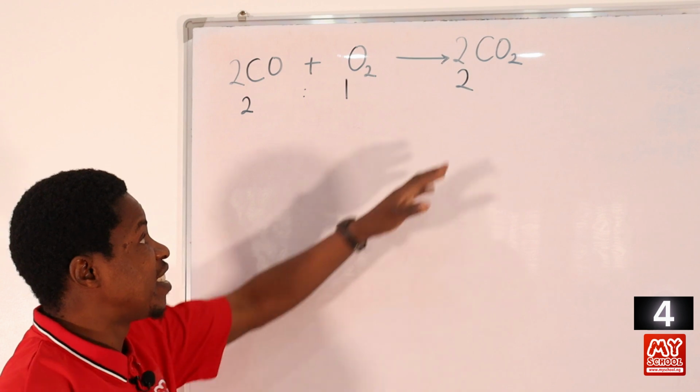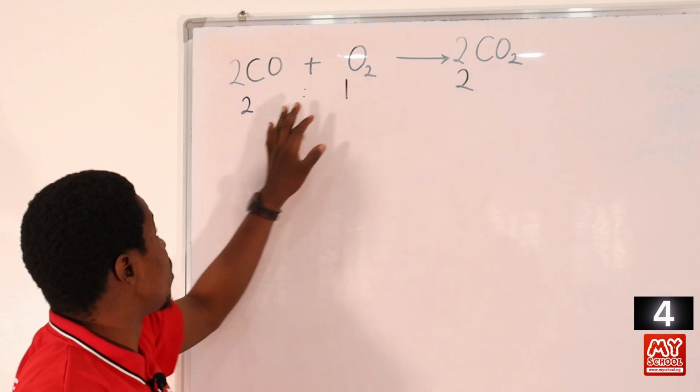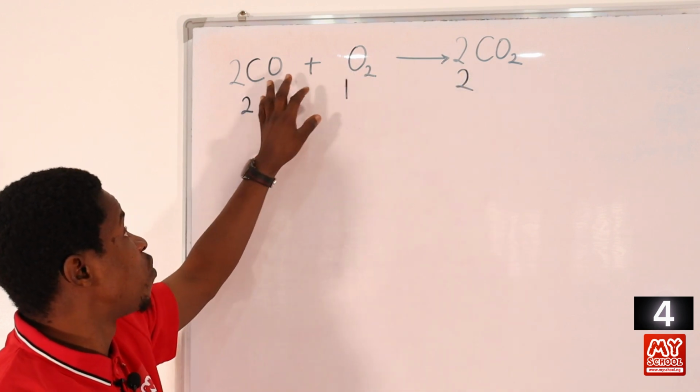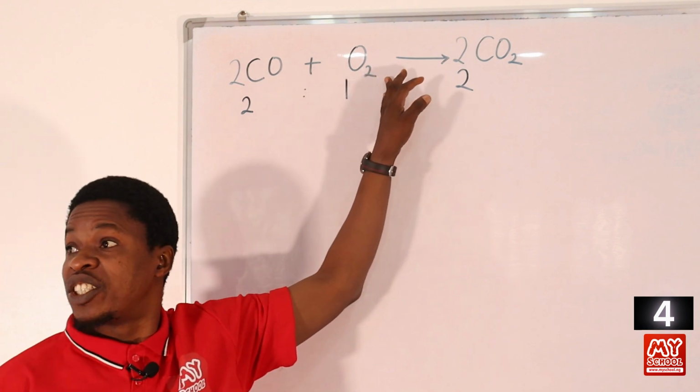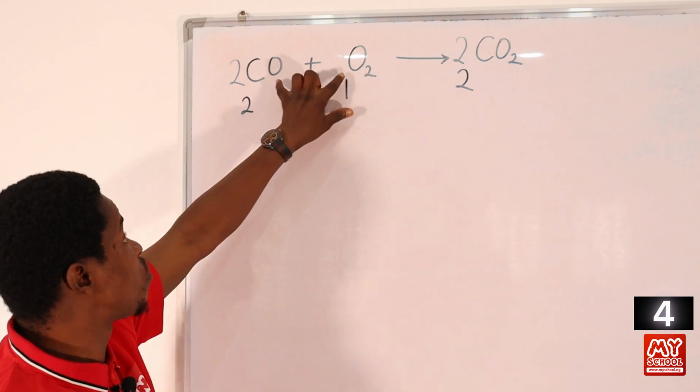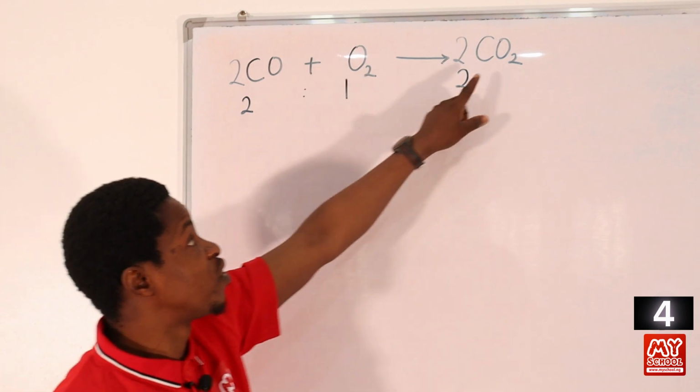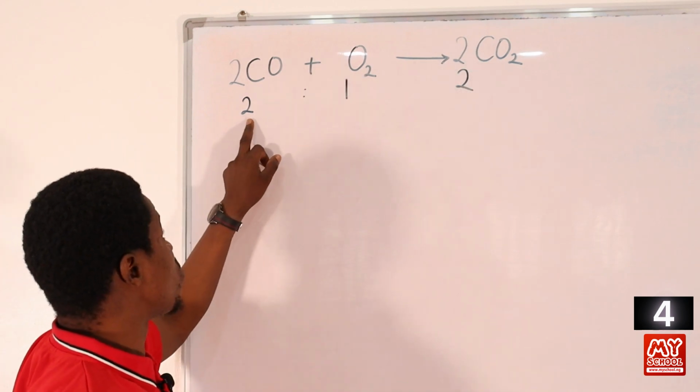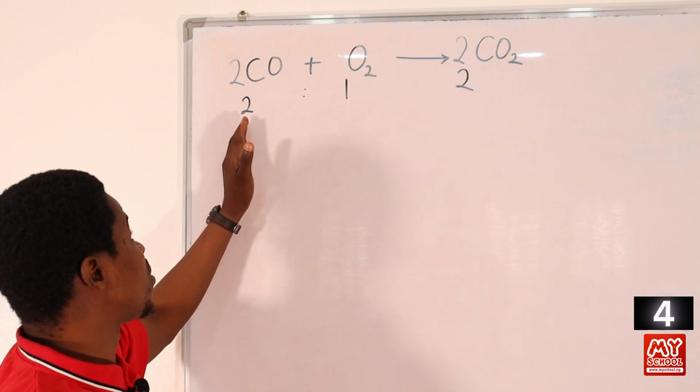But our business is not with this carbon 4 oxide. It is with these, because the question says which of the reactants was in excess. These 2 are the reactants. They react together to produce the product. So the relationship between them is 2 is to 1, so that means it is a ratio 2 is to 1.